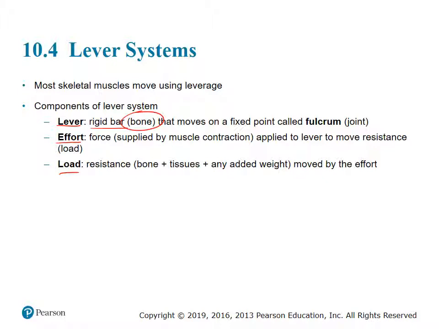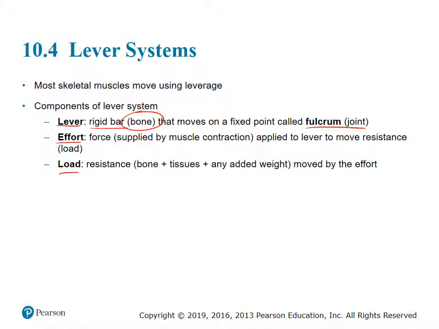That bone, that bar, moves on a fixed point. And that point is what we call a fulcrum. Our fulcrum in our body is going to be the joints. That's the movement of the bone on a fixed point.